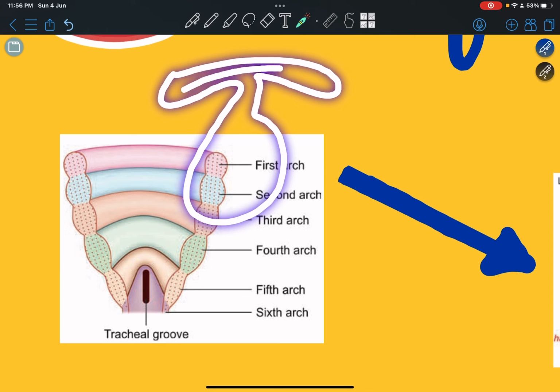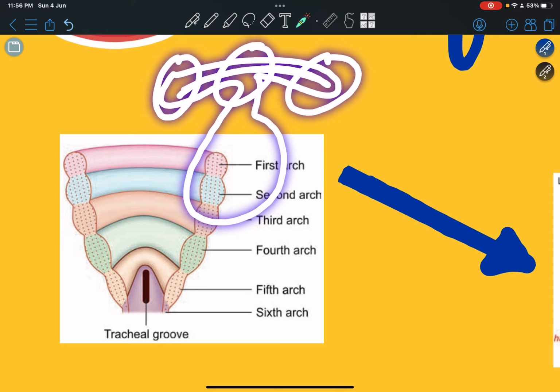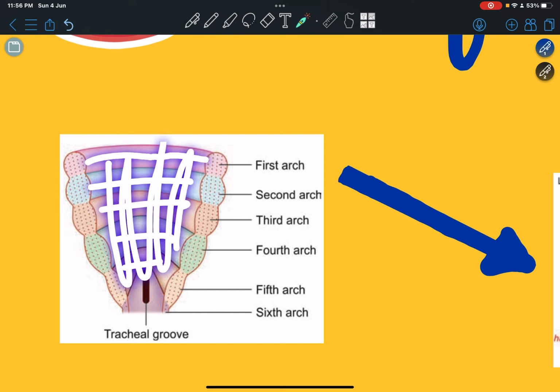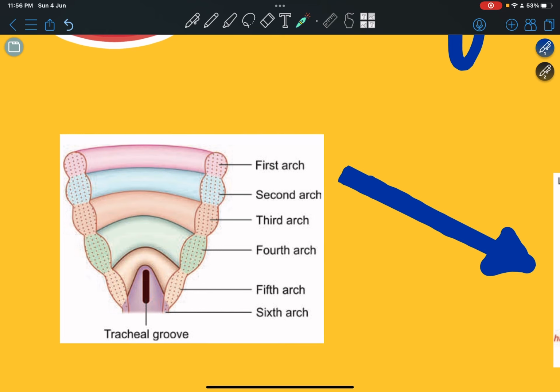So this is your endodermal gut tube, which has a foregut, a midgut, and a hindgut, right? So the foregut undergoes endodermal thickenings. These endodermal thickenings form the pharyngeal arches. So there's 6 on each side. So they grow ventrally to meet in the middle, and that's how they form this area, which is the floor of the mouth, you could say.